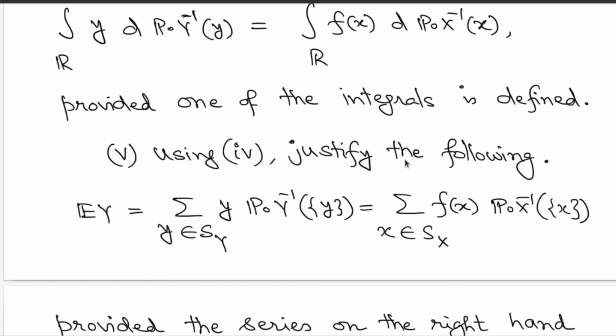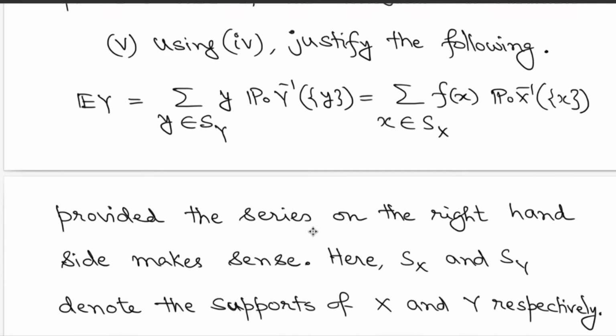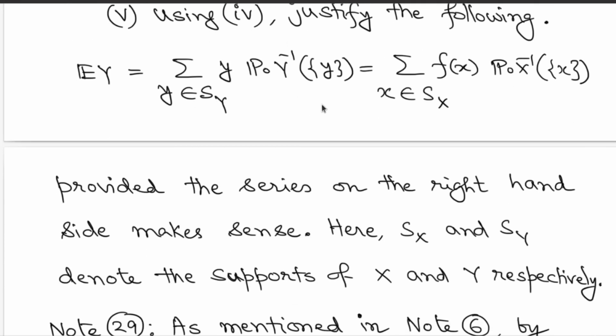So here everything is discrete. So the expected value of y is nothing but this linear combination over the support of y. So S subscript y denotes the support of y. But then you have this series expression which can be rewritten in terms of the summation over the support of the original random variable x. So what do you do here? You look at f of x and weight it with these jump sizes. So if you combine these things together, you will get back the expected value of y.